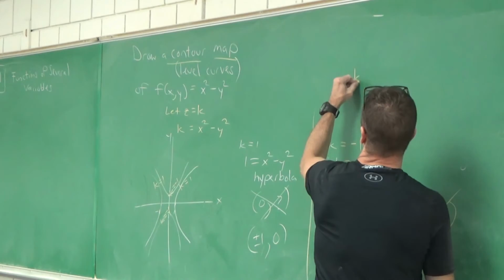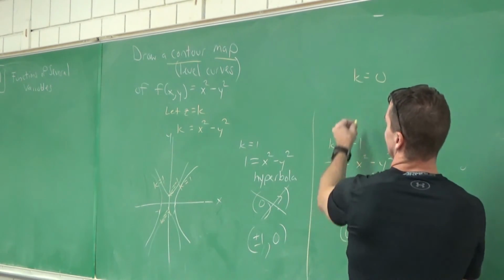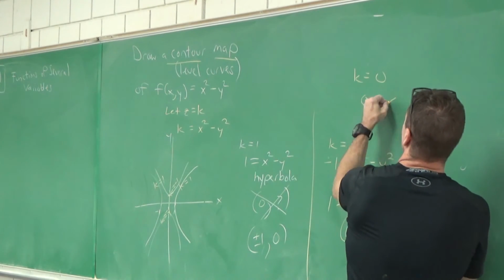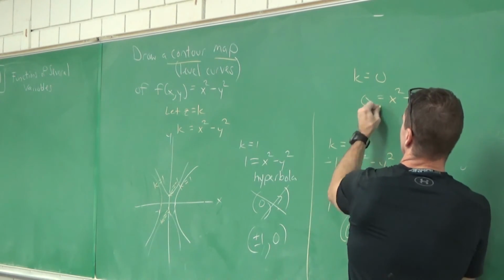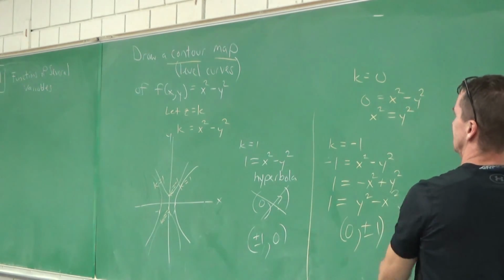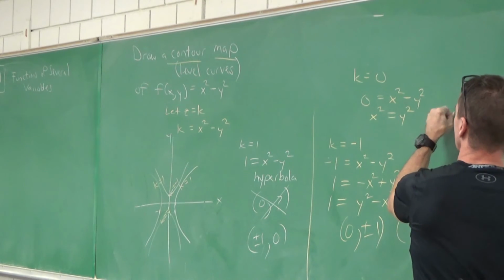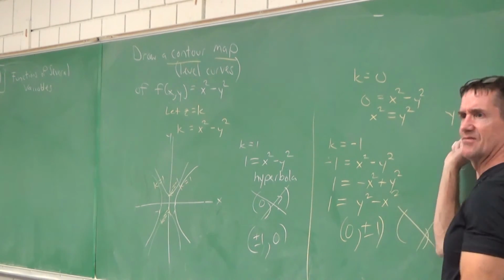But I do want to point out another one. This is cool. What if k equals 0? Sometimes it's fun, you just go, well, what if k was 0? What do you get? Finish this sketch. x squared equals y squared. That's not a hyperbola. Take the square root of both sides, x equals y. Yeah, y would equal plus or minus x.